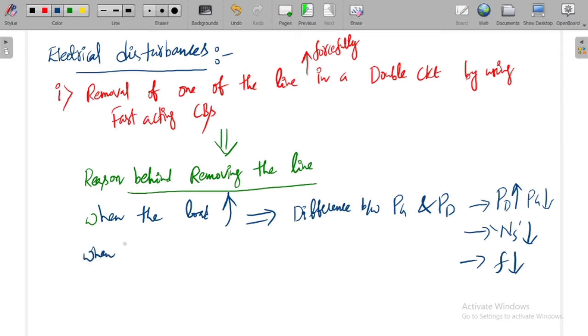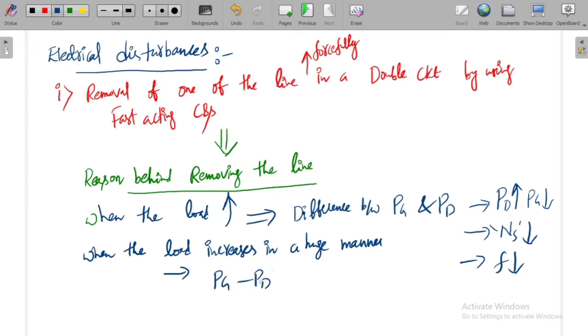Now when the load increases in a huge manner, suddenly, there will be a larger difference between PG and PD. PG minus PD will be larger. Whether it is positive or negative, it is negative, because demand is increasing and generation is left at the same place. As the load demand increases further, PG minus PD will be larger negative. So the speed will be much more reduced than the previous case. Frequency will be reduced much more.